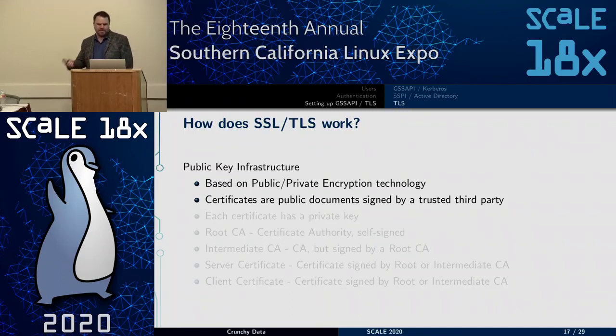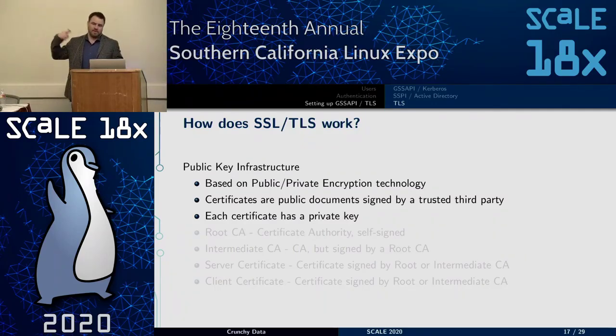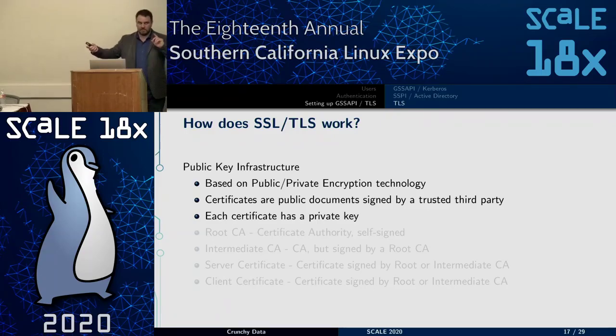So the certificates need to be public documents that are signed by a trusted third party. This is usually your certificate authority, also known as a CA. Each one of those certificates has a private key associated with it. The certificate itself is a public key, and then there's a corresponding private key. If you encrypt something with the public key, you must have the private key to decrypt it. And if you encrypt something with the private key, you can decrypt it using the public key. It goes both ways. I think I got that right.